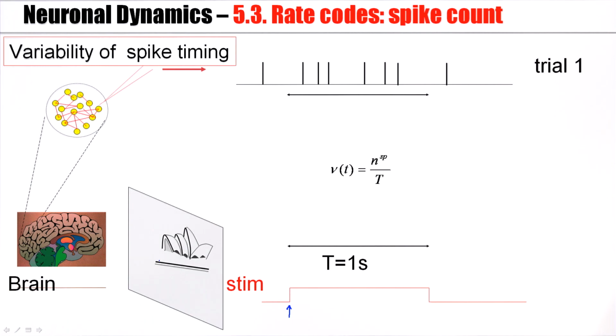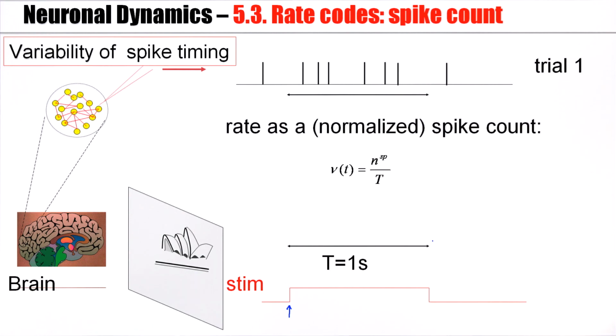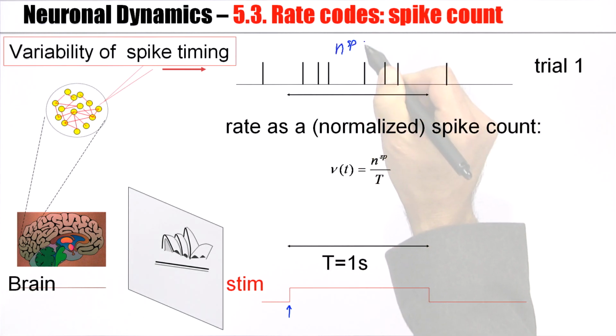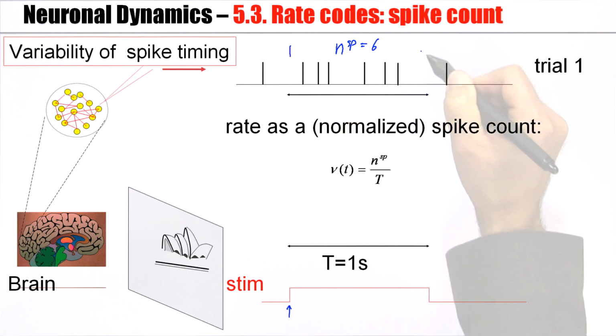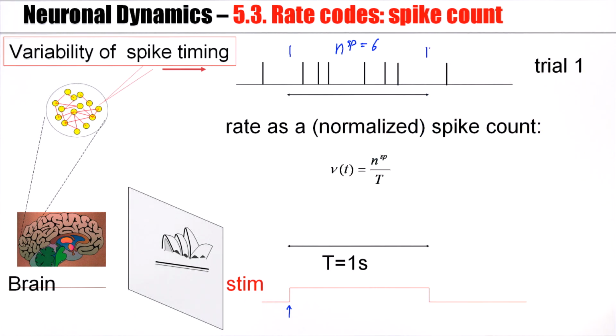Now you record from a single neuron, and what you see is a sequence of spikes. And there are many spikes during the presentation of the stimulus. Now one thing you can do is count the number of spikes. So in this case here, we would have 6 spikes in the period during the presentation of the stimulus. Then you divide by the duration of the stimulus. Suppose the stimulation time is 1 second. So I have 6 spikes in 1 second, or I have a firing rate of 6 Hertz.